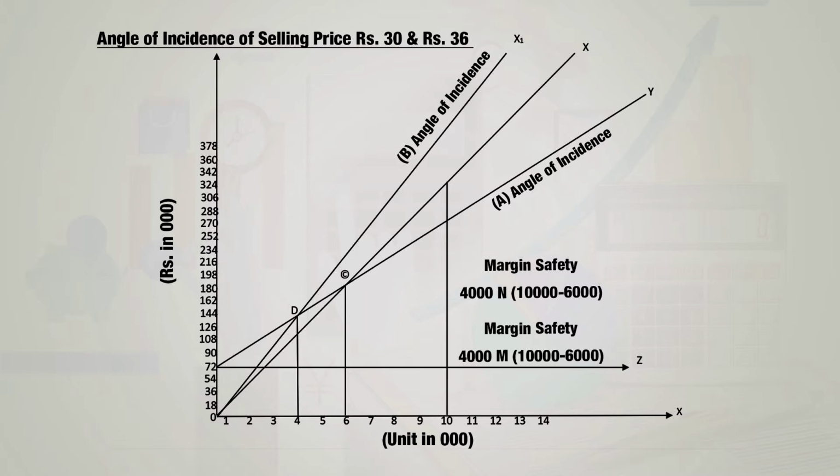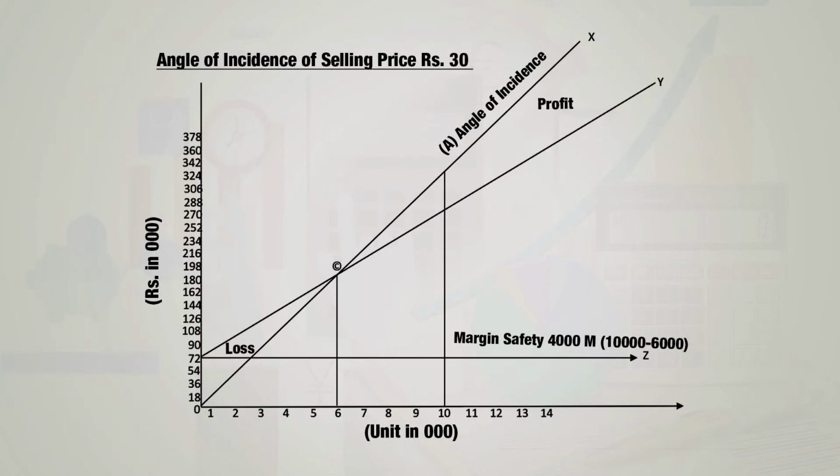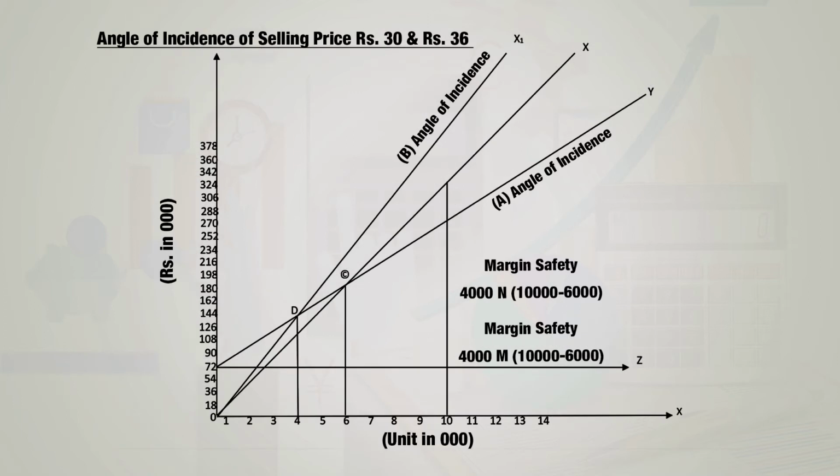Friends, the explanation of the above graph is: on x-axis, units are disclosed in 1000, while on y-axis sales, fixed cost and total cost are disclosed in 1000. On y-axis, total cost as a y line and fixed cost as a z line are drawn. At selling price of rupees 30, angle of incidence is shown as capital A. At selling price of rupees 36, angle of incidence is shown as capital B. Sales line at rupees 30 is shown by X and sales line at rupees 36 is shown by X1.